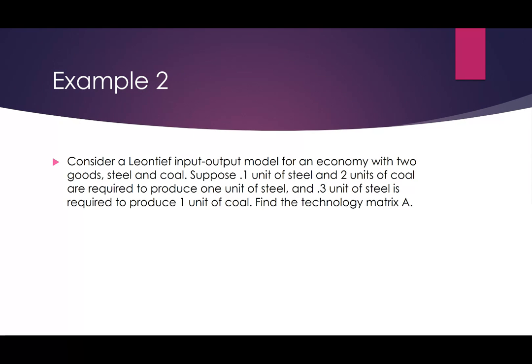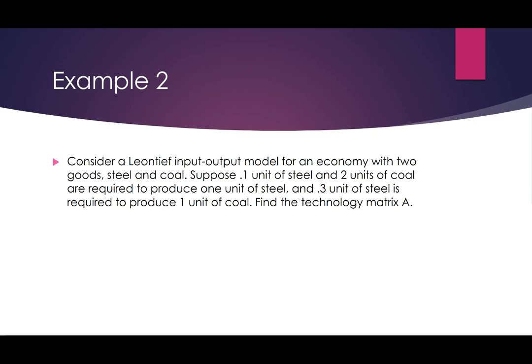All right, so example. Let's actually get to work now. Consider a Leontief input-output model for an economy with two goods, steel and coal. Suppose 0.1 unit of steel and 2 units of coal are required to produce a single unit of steel. And 0.3 unit of steel is required to produce 1 unit of coal. Find the technology matrix A.